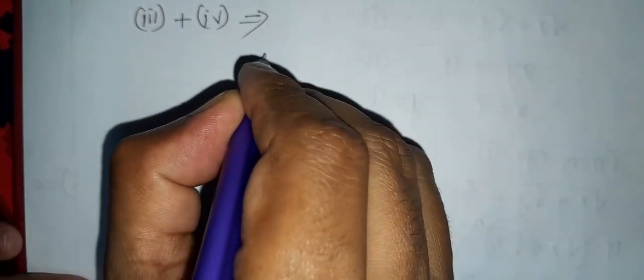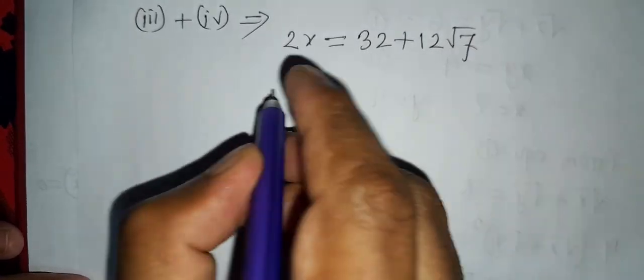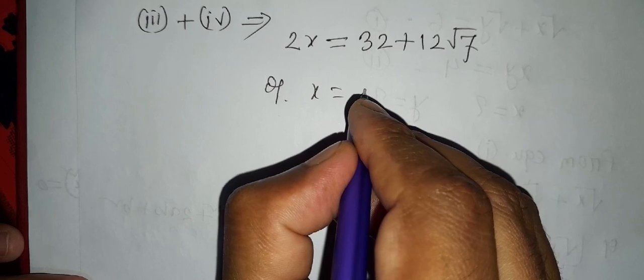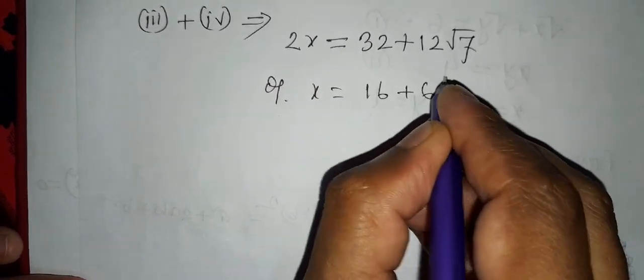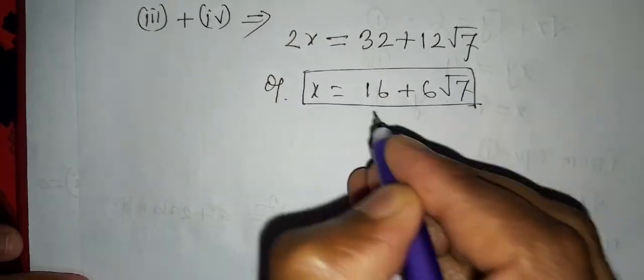Adding, we can write here 2x equals 32 plus 12 root 7. So x equals 16 plus 6 root 7. It is the value of x.